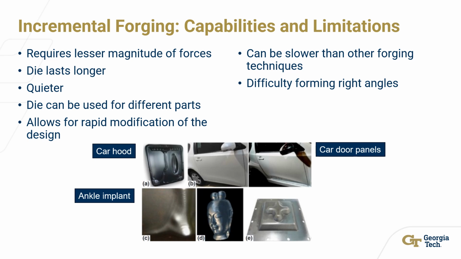Of course, any process has drawbacks. Since incremental forging is incremental, it takes longer than other processes such as deep drawing, making it less optimal for large-scale production. This process also takes multiple steps to form right angles, making it better for more rounded designs.